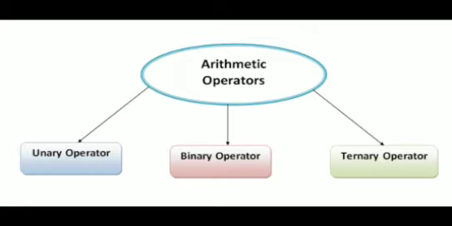The operators which are applied to perform arithmetical calculations in a program are known as arithmetical operators. There are mainly three types of arithmetical operators, that is unary operator, binary operator, and ternary operator.